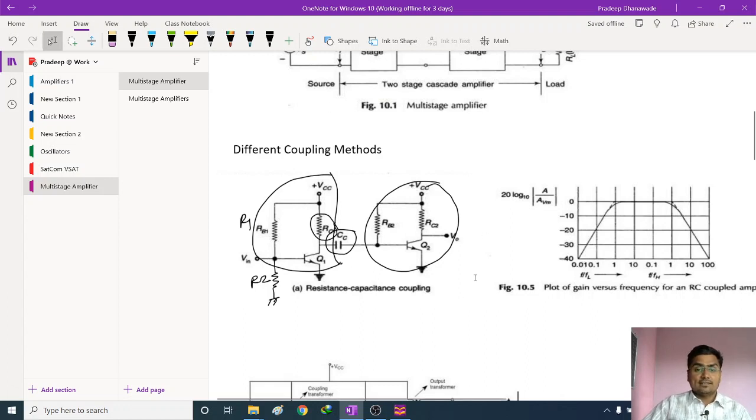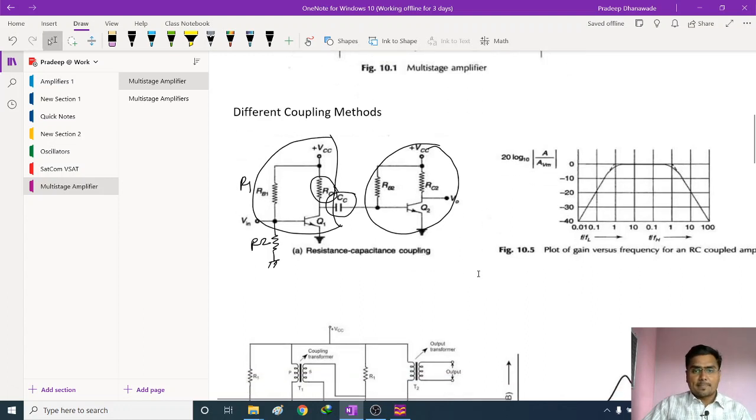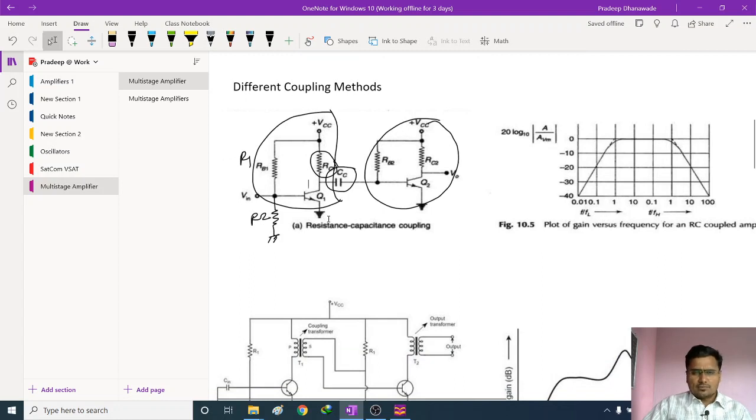Now let us resume again. Where were we? Resistance and capacitor coupling. See, output of first stage is coupled to the input of second stage using this resistor and capacitor. So that's why it is called resistor capacitor coupling. In short, it is RC coupling. It is what RC coupling is.